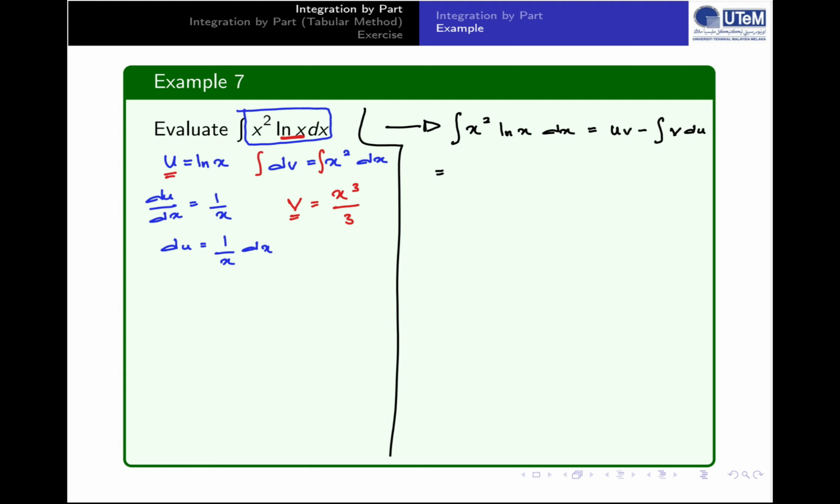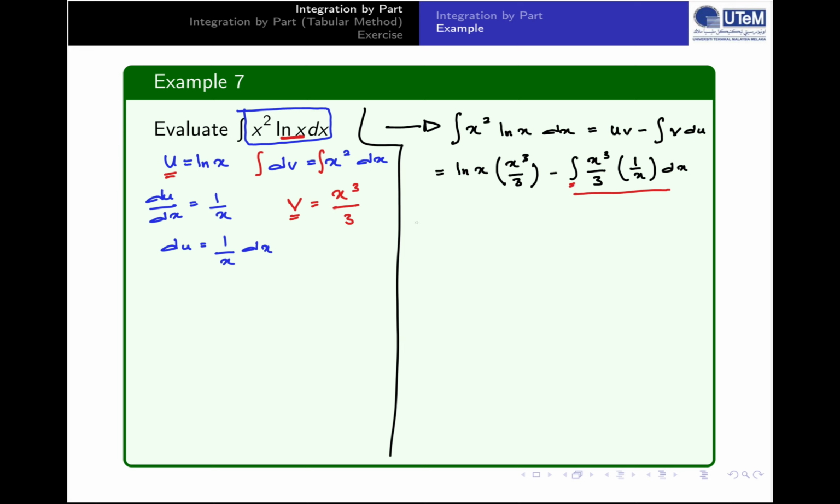So what is your u? u equals ln x. And then what is your v? v equals x cubed over 3, minus the integration of v du. Your v equals x cubed over 3 and your du equals 1 over x dx. So we need to solve this part, because it still has the integration symbol.